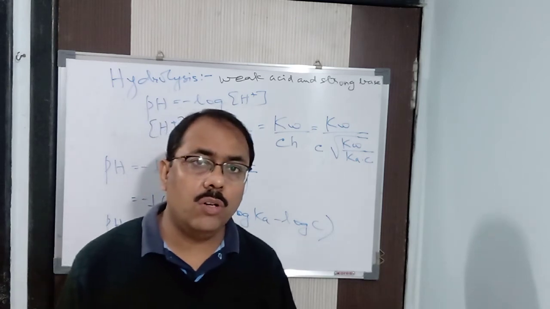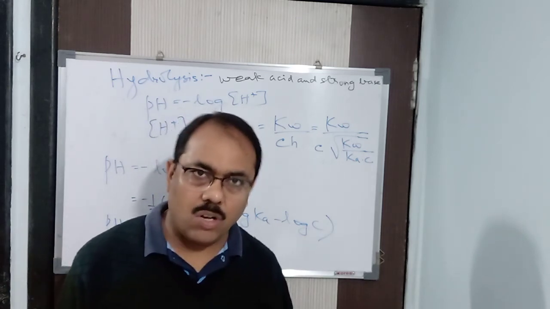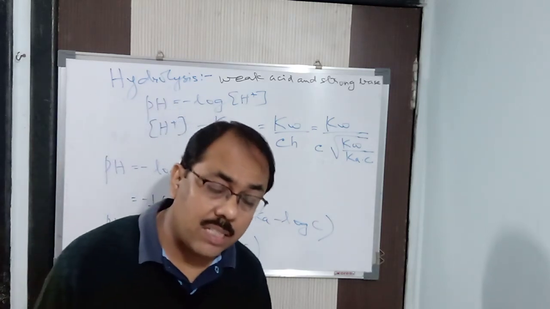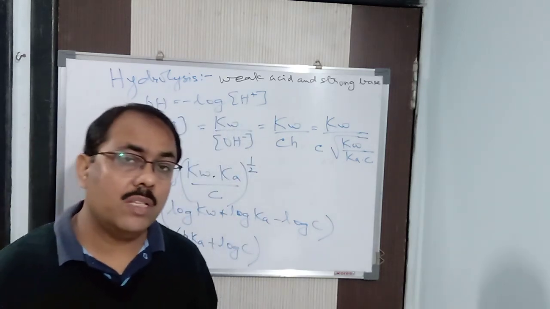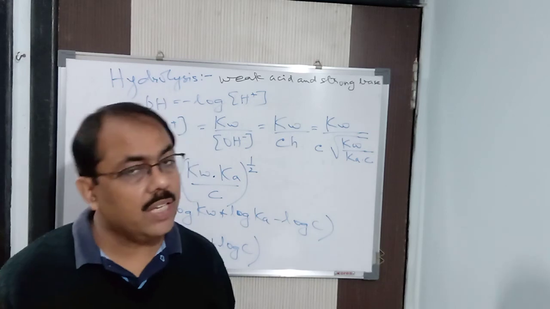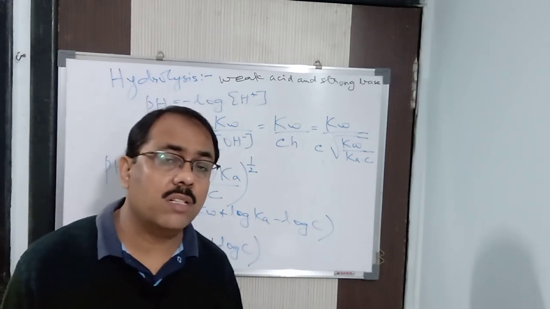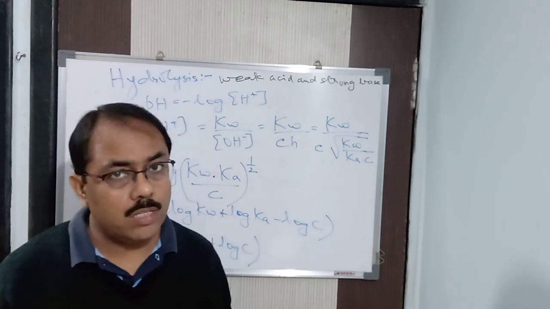This is about the hydrolysis of salt. These are the different formulas for the hydrolysis of salt. The three categories I have told you are: salt of weak acid and strong base, strong acid and weak base, and weak acid and weak base. Salt of strong acid and strong base never undergoes hydrolysis, because the resultant solution is neutral in nature. Thank you.